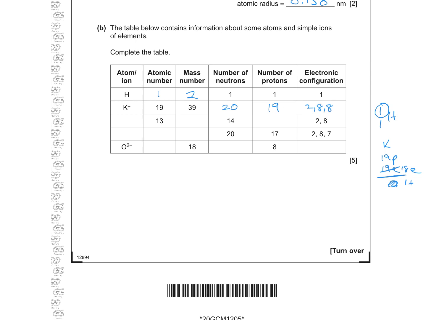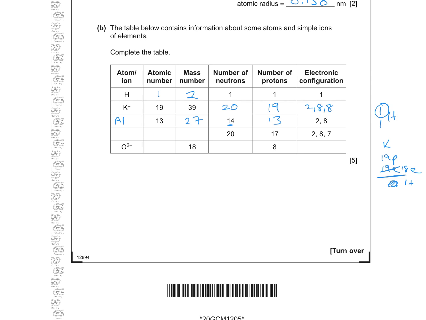Third one, atomic number 13. Look up the periodic table, that identifies the element. You'll see that that is going to be aluminium. Now at this stage I don't know if it's charged or if it's neutral, so we'll need to come back and check that. The mass number, well, the mass number is the number of protons plus neutrons. I've got neutrons, 14. The protons, atomic number is the number of protons, so that's going to be 13. That'll give 27. Now the electron configuration is 2, 8.